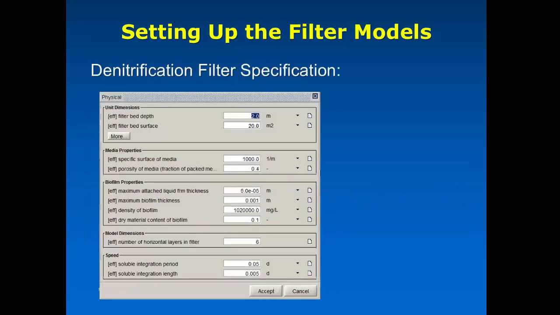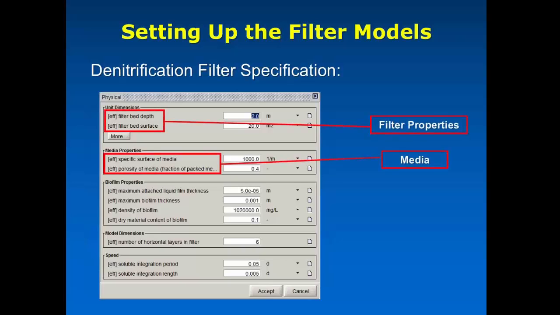So for the denitrification filter, that's not a problem because we know that all of the area that's not media is filled up by water. So we can calculate that, and again, you specify the filter properties in terms of its surface area and depth. And then we have the specific surface area of the media again, but now we ask you for the porosity, and we can figure out how much water is left over after that.